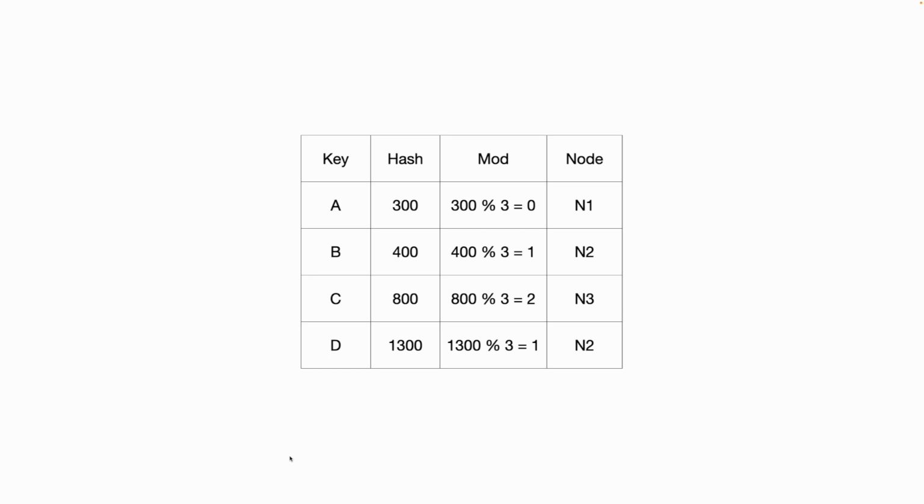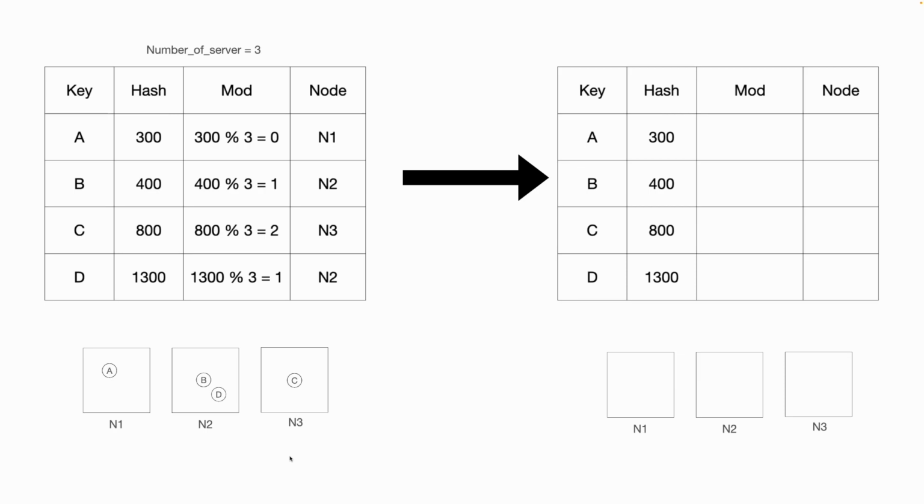Same example: we have 4 keys A, B, C and D. Initially the number of available servers is 3. Now let's suppose node n3 is down. The hash will remain the same, but we have to recalculate the mod using the number of servers equal to 2. The mod of A with the number of servers equal to 2 still remains 0, which means data A will be served by node n1.